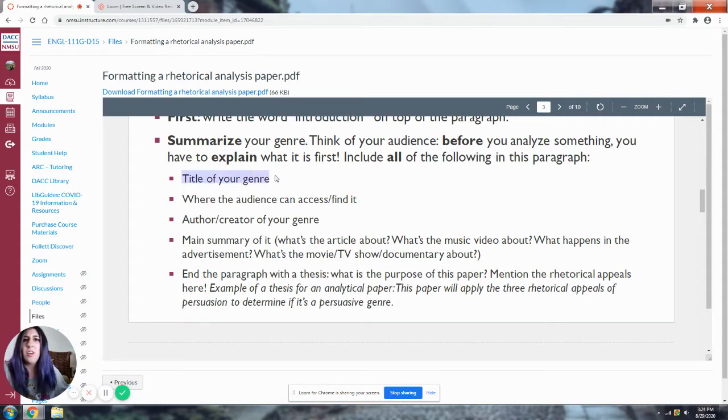What is the title of your genre? Meaning, what is it called? If you chose a song, what's the song title? Whatever the title of the genre is. Where can the audience find it? This is important for me as well, so that if it's not a link that you found online, I know where to access it. So where can the audience find it? Where can they access it? Who created the genre? Who's the author or creator of the genre?